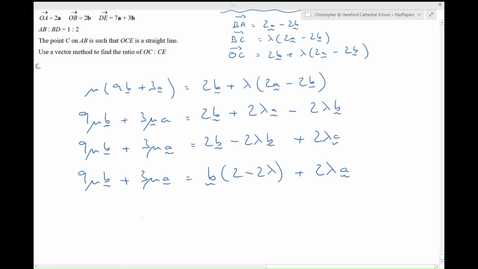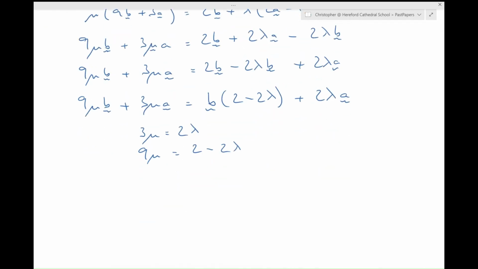Now I can see by looking at my coefficients that the coefficients of A have to be the same. So that means that 3 mu must equal 2 lambda, and it also means that 9 mu must equal 2 minus 2 lambda. Okay, now I've got two equations and two unknowns, so I can solve these to find mu and lambda. I'm going to add both equations because on the right-hand side I've got 2 lambda and minus 2 lambda, so they're going to disappear. So if I add the equations, I get 12 mu equals 2, so mu equals a sixth.